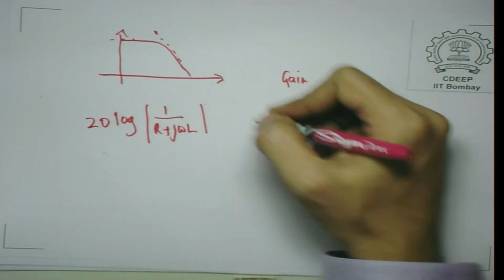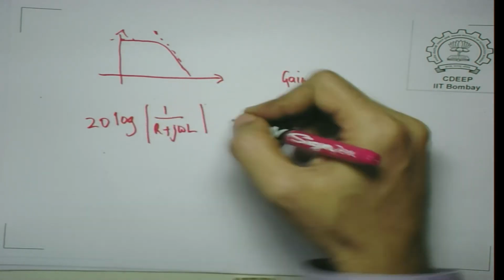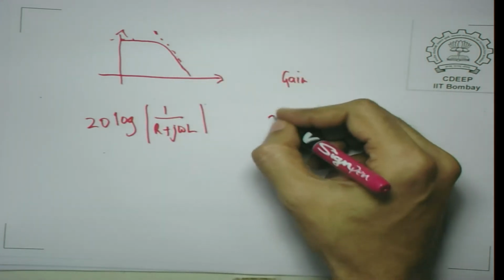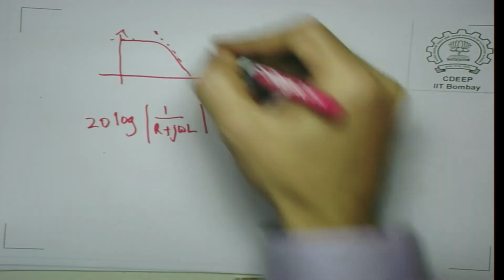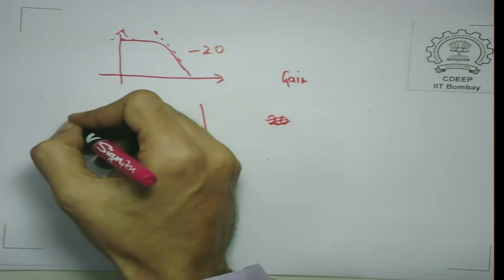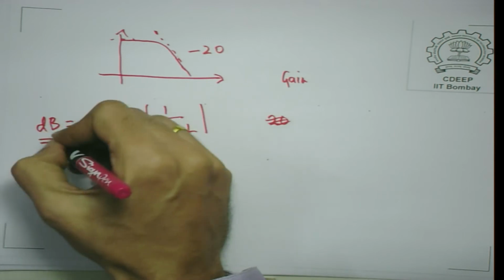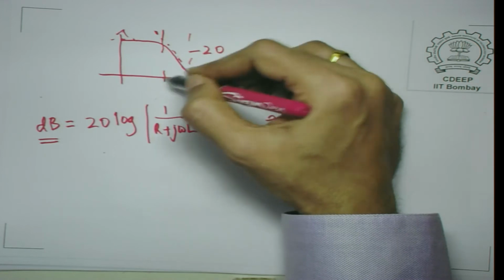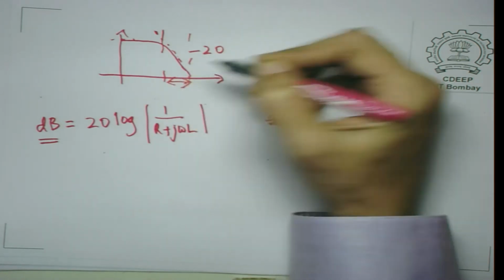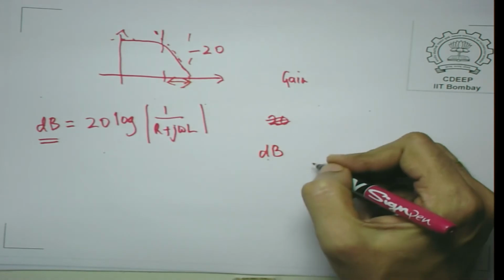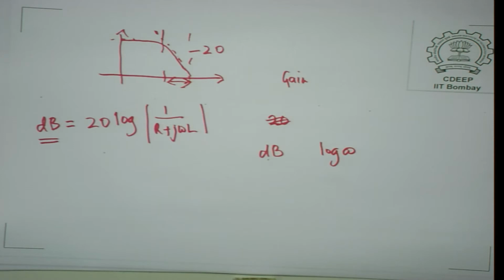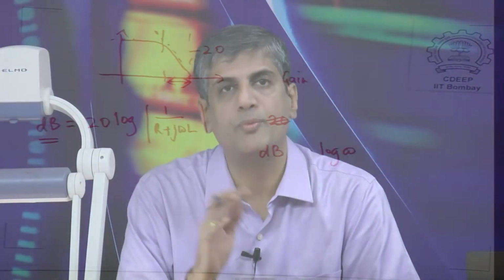you can show that this is quite easy to show. As omega becomes larger, this actually has got a slope of minus 20. This is called a decibel gain. So, this will become minus 20 decibel per decade. So, if you look at the decibel gain versus log of omega, you will find it actually becomes a kind of a constant relationship, and it has a gain of slope of minus 20.